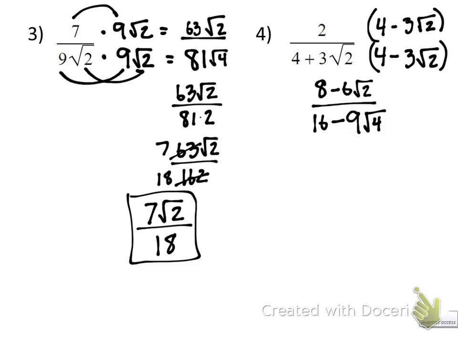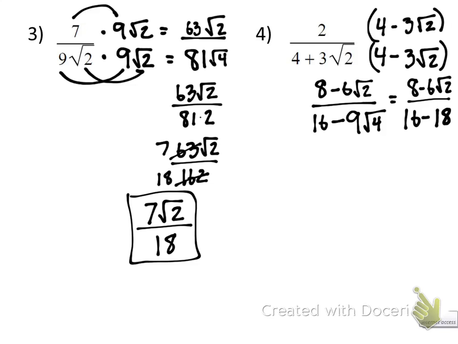We have 8 minus 6 rad 2. Actually, I'll bring it across here to save some space, over 16 minus. Now let's think about this. What's the square root of 4, everyone? 2. So what's 9 times 2? 18. Everyone see that? Okay, continuing on.